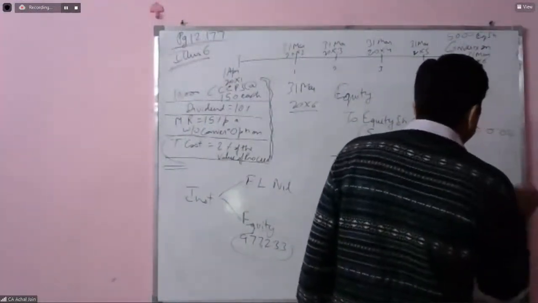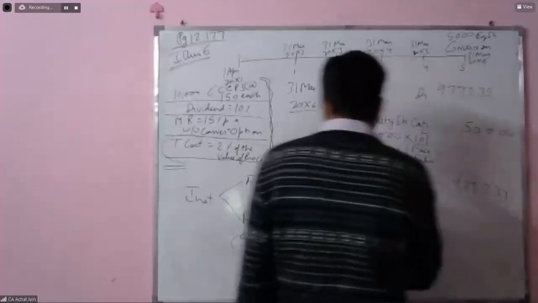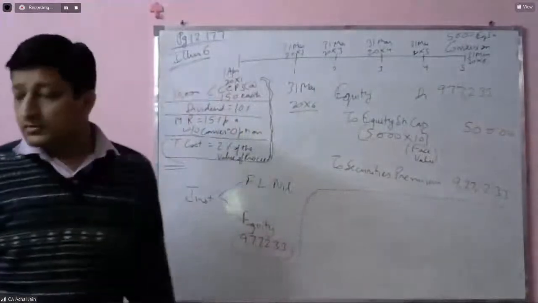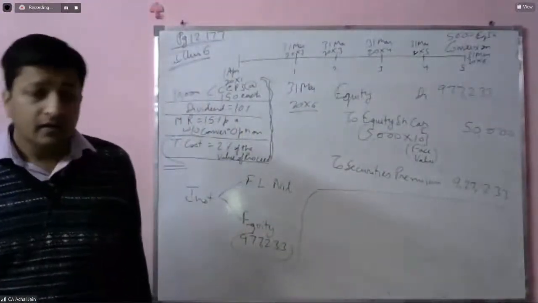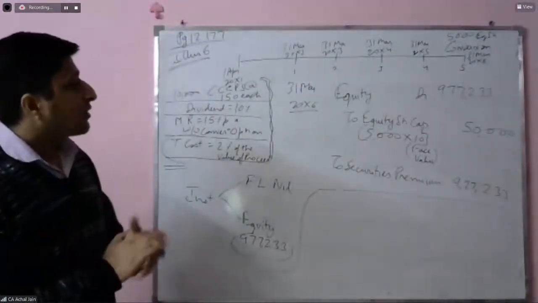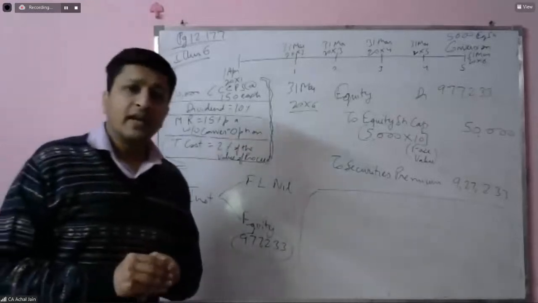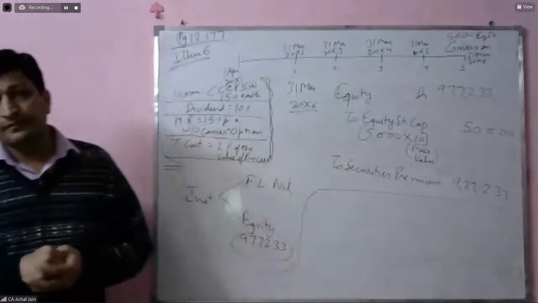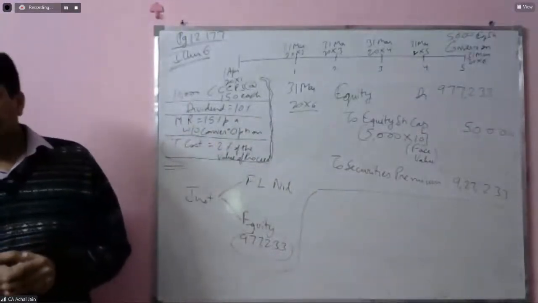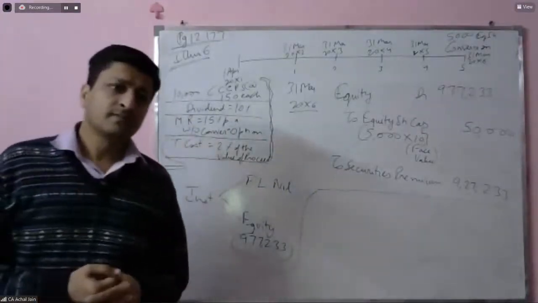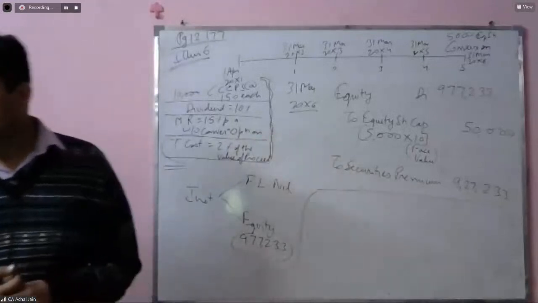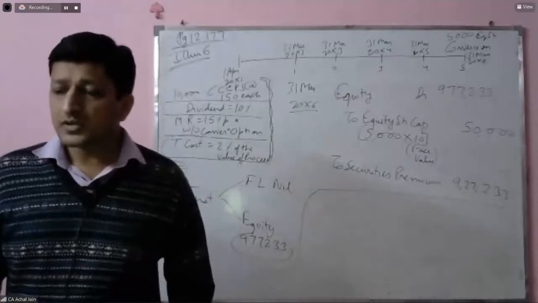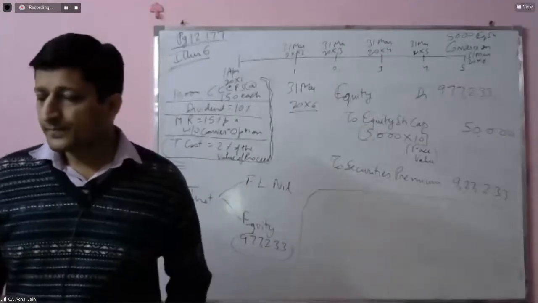9,27,230. And with this, conversion is all over, and we are done with the accounting entries of all the 5 years. Okay, clear on this? Any questions, any doubts in case you have on this?